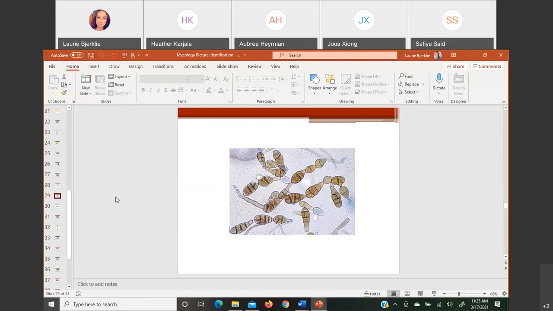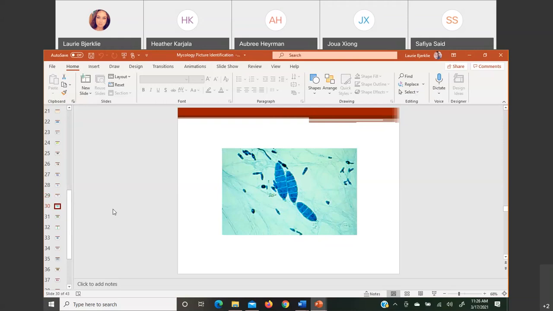Yeah, so that's that new one that we had in the beginning, Alternaria. Again, I was thinking it looks like mice following each other. Naturally pigmented, so not stained here. So Alternaria. There's our Microsporum gypsum. Yes, more of a rounded end to it. Good.